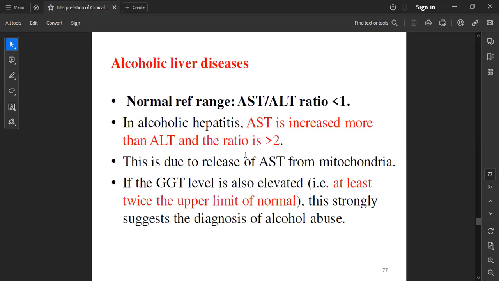This is due to release of AST from mitochondria. You remember, AST is the one that is found in other parts of the body. So it's going to be released more than ALT, because ALT is predominantly in the liver. That imbalance increases the ratio, which is suggestive of alcoholic hepatitis. If the GGT, gamma-glutamyl transferase, level is also elevated, this strongly suggests the diagnosis of alcohol abuse.